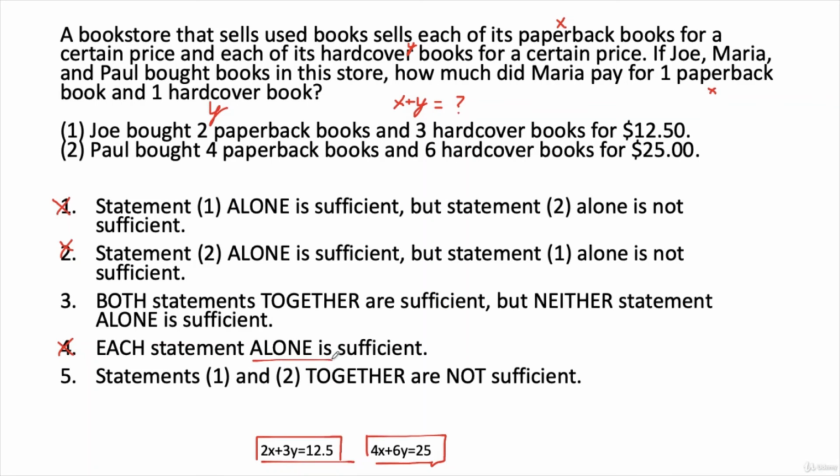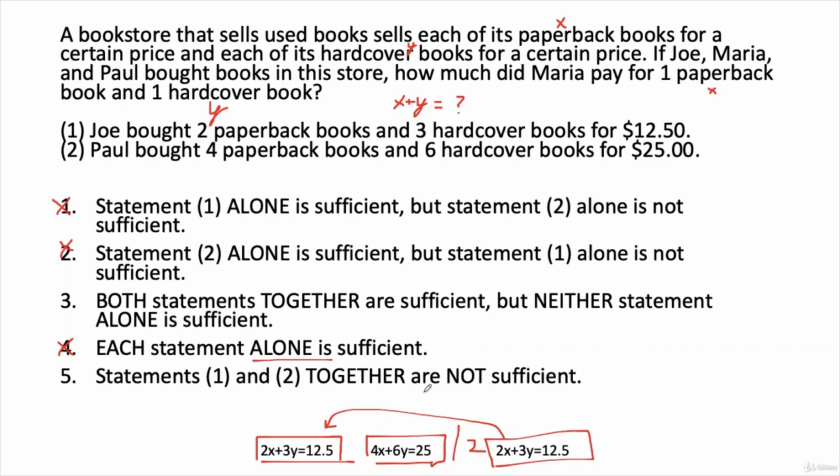Now, this part is easily mistaken. When I was solving this problem for the first time, I made a mistake. I saw two equations, I thought two variables. I know I can find the value of x, I can find the value of y, hence together they will be able to solve the problem. But the tricky part here is, if you divide the second equation by 2, you get 2x plus 3y equal to 12.5, which is the same as equation 1.